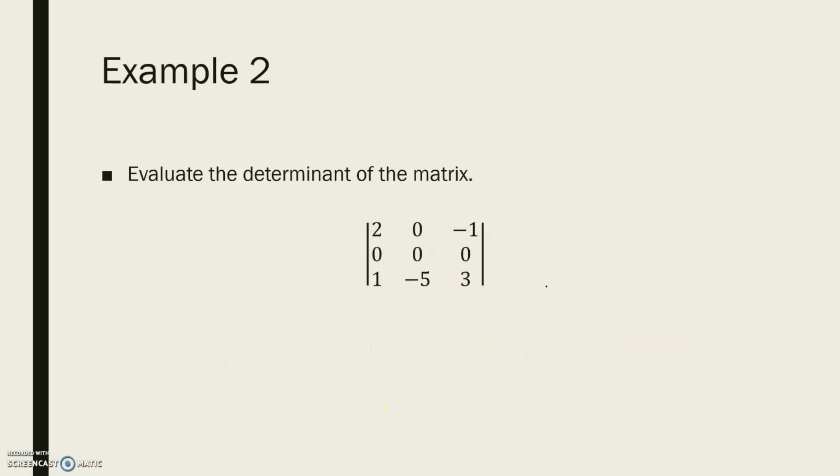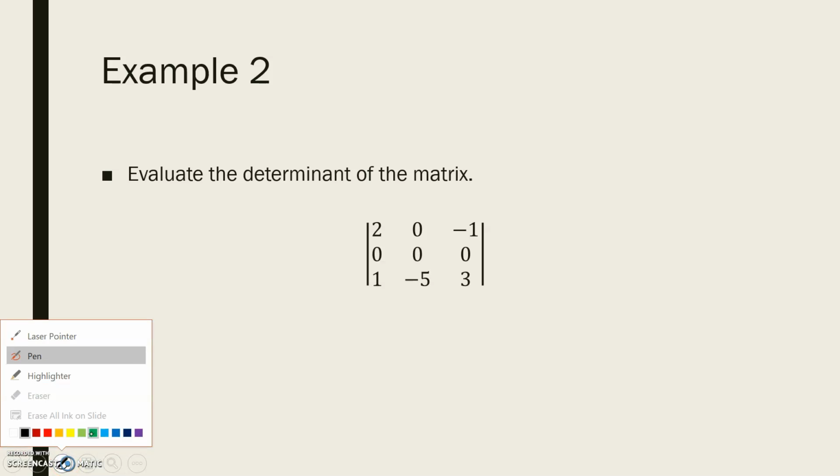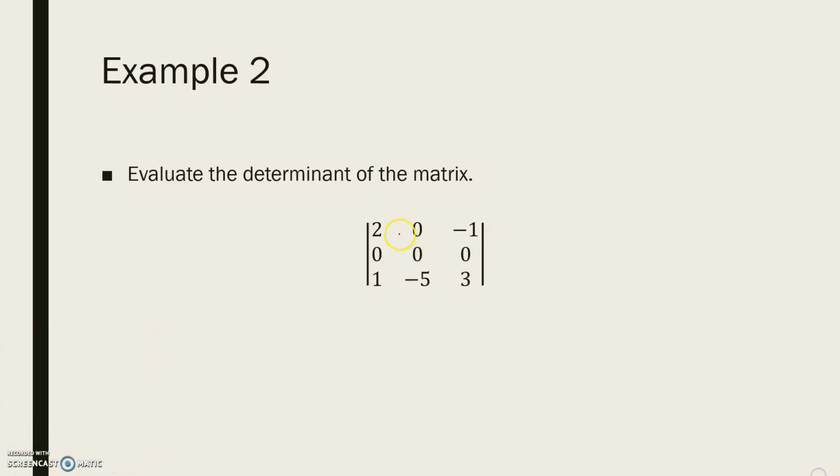And this is pretty much all we're doing today. So which diagonal do I start with? The one with 2, 0, 3 or the one with negative 1, 0, 1? I always start with my main diagonal, which is this one.